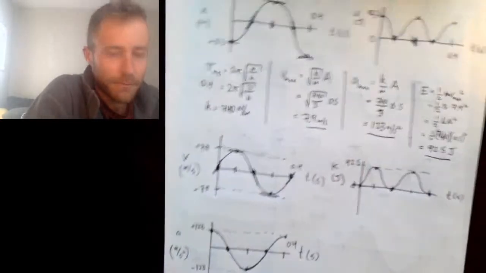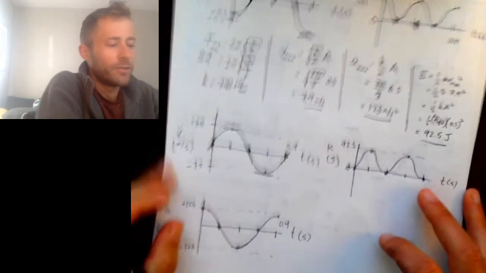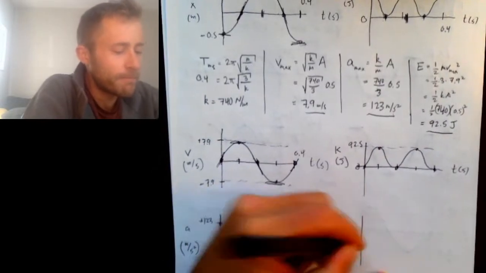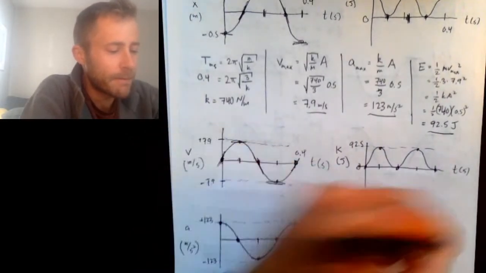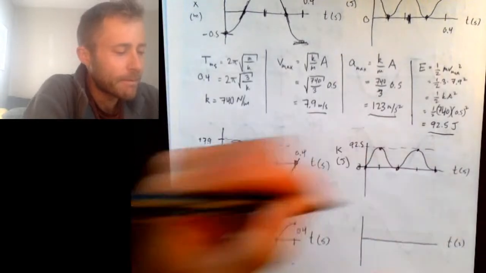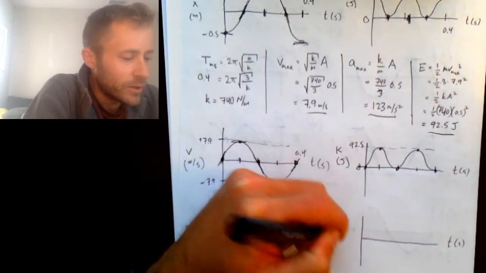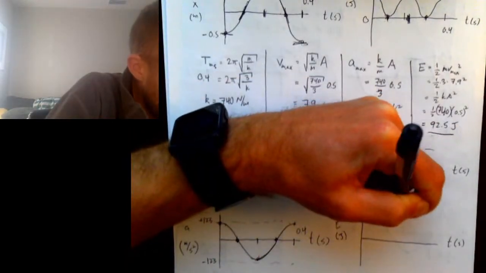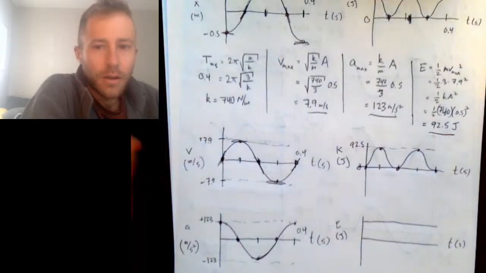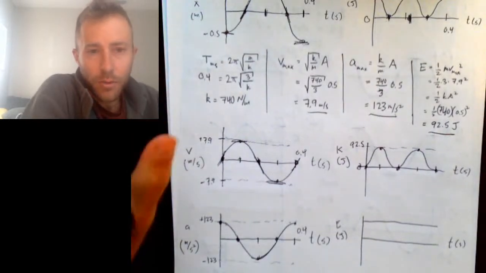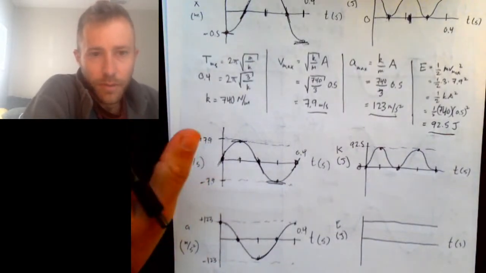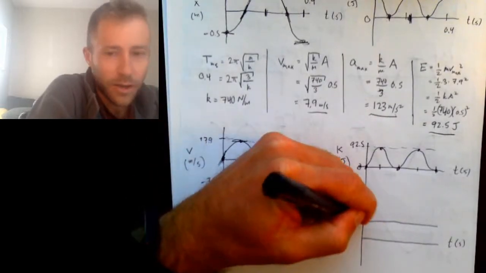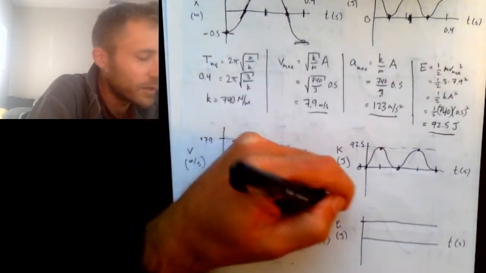The last graph is your graph of total energy versus time. Which is the easiest graph of them all because it is simply a flat graph. Again, we're not worrying about friction like we did in Tuesday's lesson, so the energy is constant, and the value of that constant energy is 92.5.